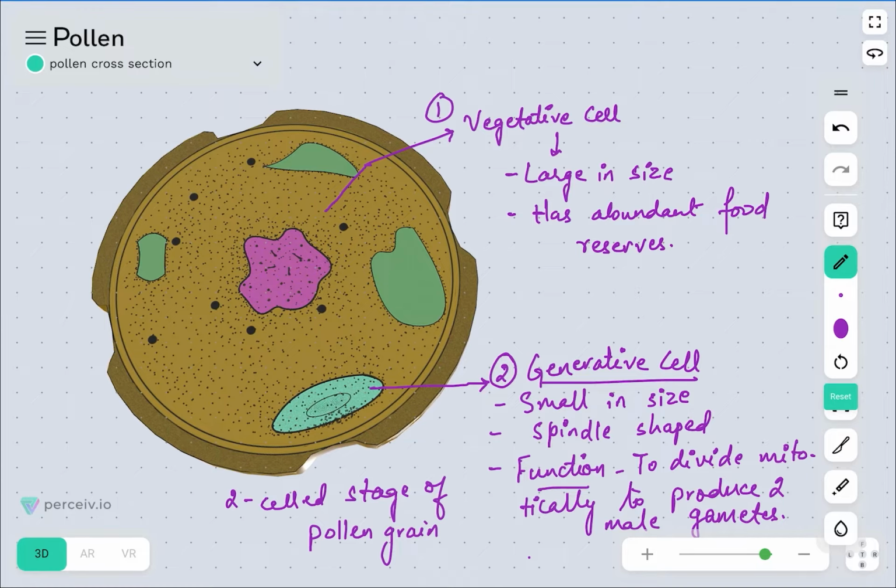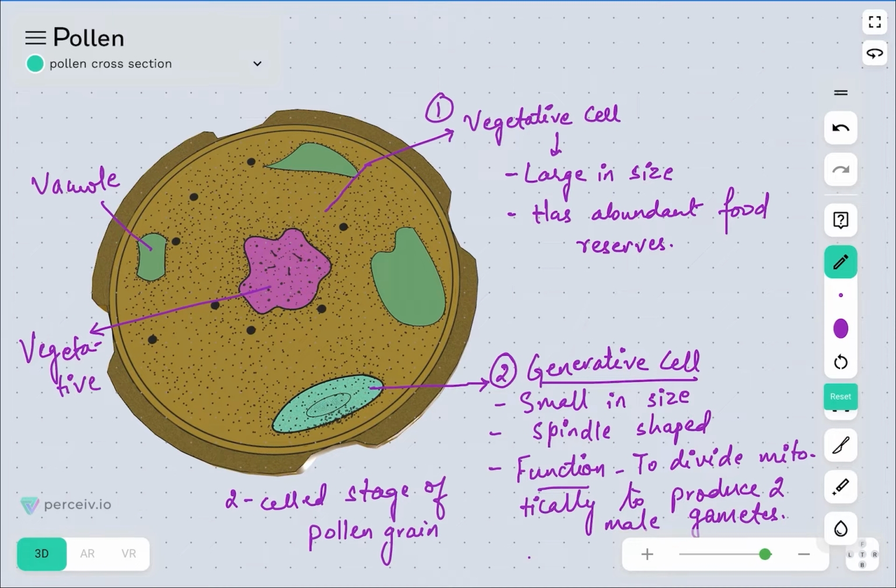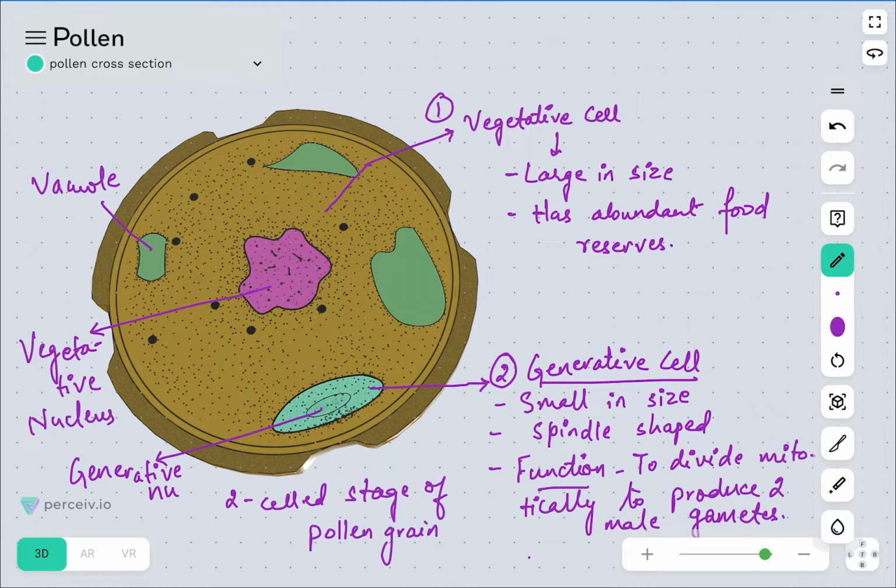So this green part which you can see is representing the vacuole. Alright, and the central part is considered to be the vegetative nucleus. So this is basically the vegetative nucleus, and this one is representing the generative nucleus. So we have seen the internal structures as well as the external structures of the pollen grain.